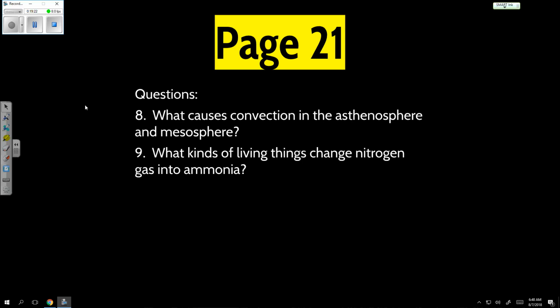The group of processes that move matter between reservoirs is called a cycle. Highlight that sentence. Four important matter cycles on Earth are the nitrogen cycle, the carbon cycle, the phosphorus cycle, and the water cycle.